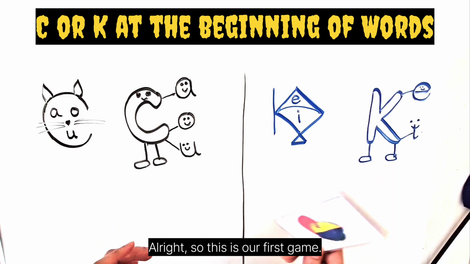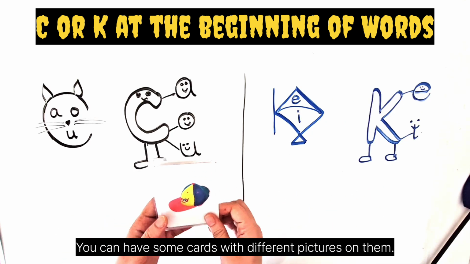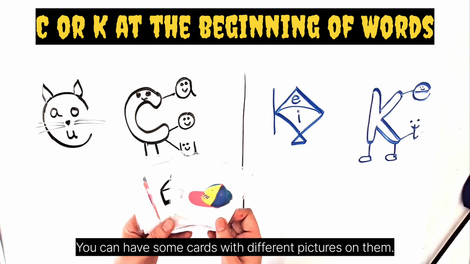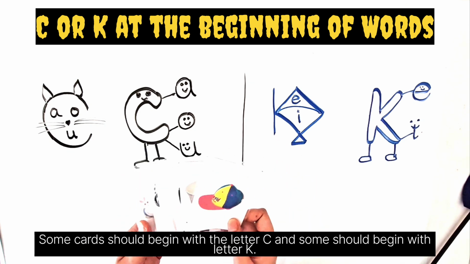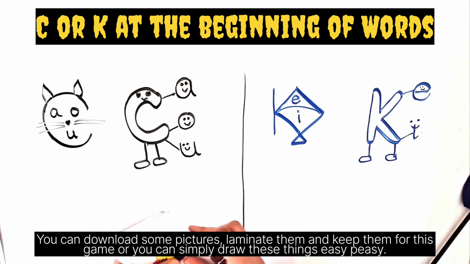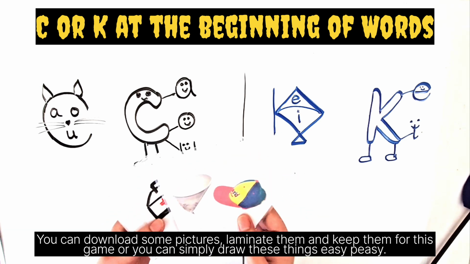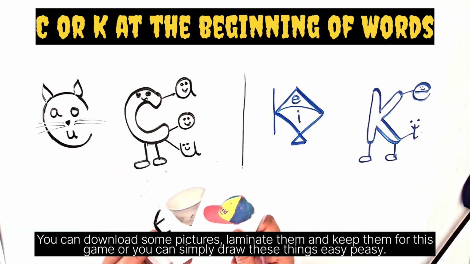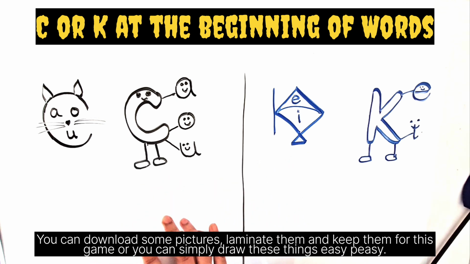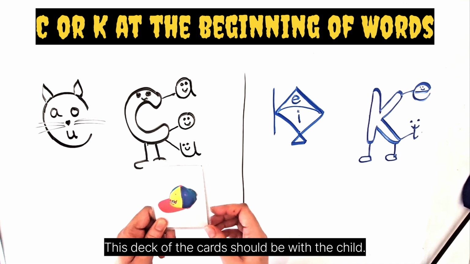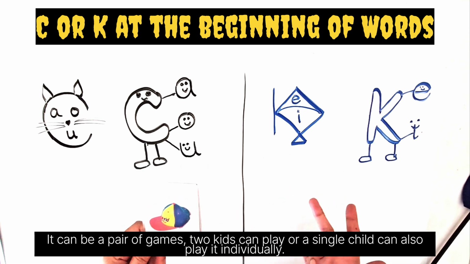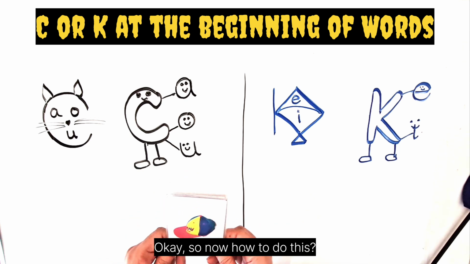Alright, so this is our first game. It's simple sorting out. You can have some cards with you with different pictures on them, right? Some cards should begin with the letter C and some should begin with letter K. You can download some pictures, laminate them and keep them for this game, or you can simply draw these things. Easy peasy lemon squeezy. So now this deck of the cards should be with the child. It can be a pair game, 2 kids can play, or a single child can also play it individually. Okay, so now how to do this?